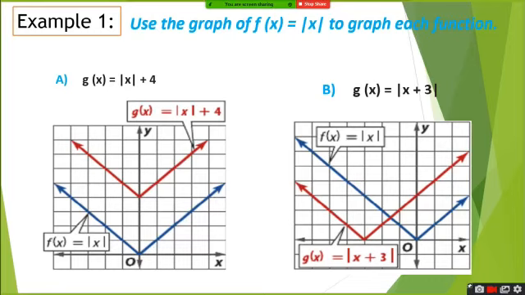In example B, this function is of the form g of x equals f of x plus 3, or g of x equals f of x minus 3. So, the graph of g of x is the graph of f of x equals the absolute value of x translated 3 units to the left, as shown in the graph.